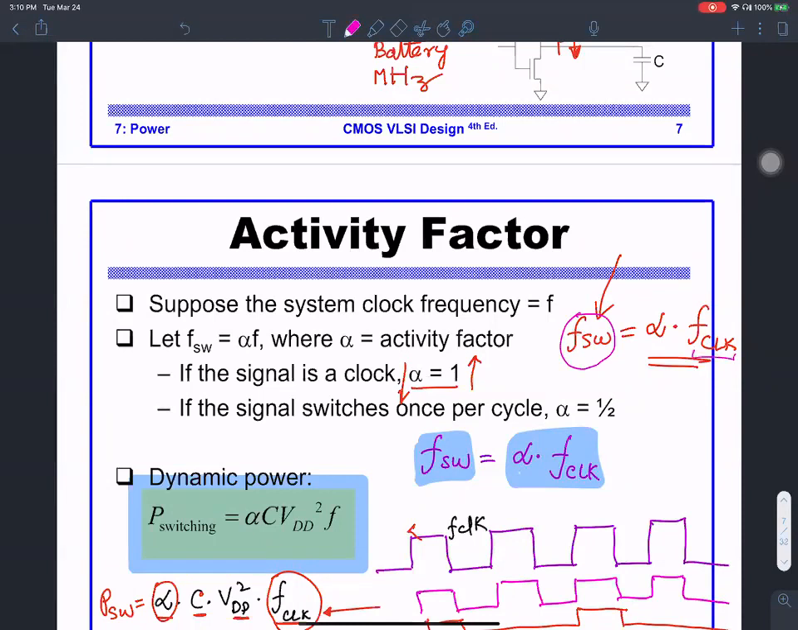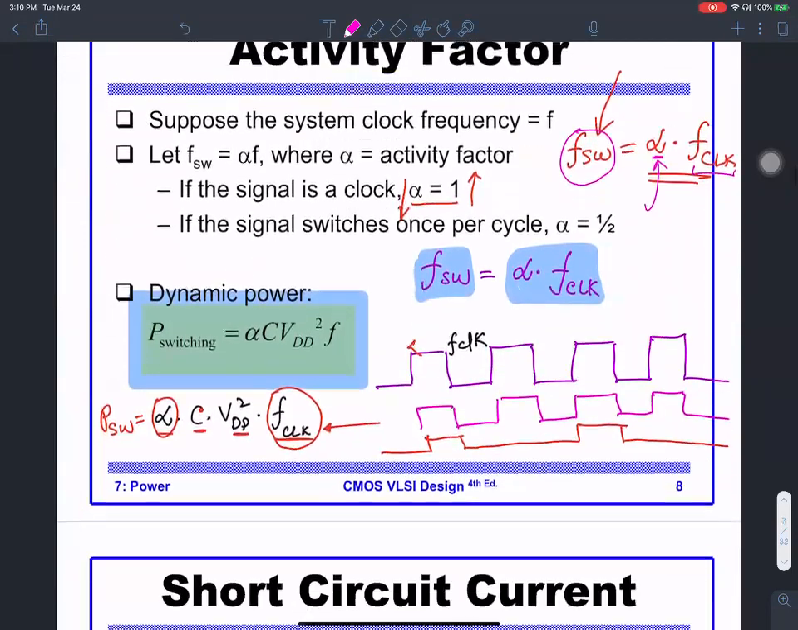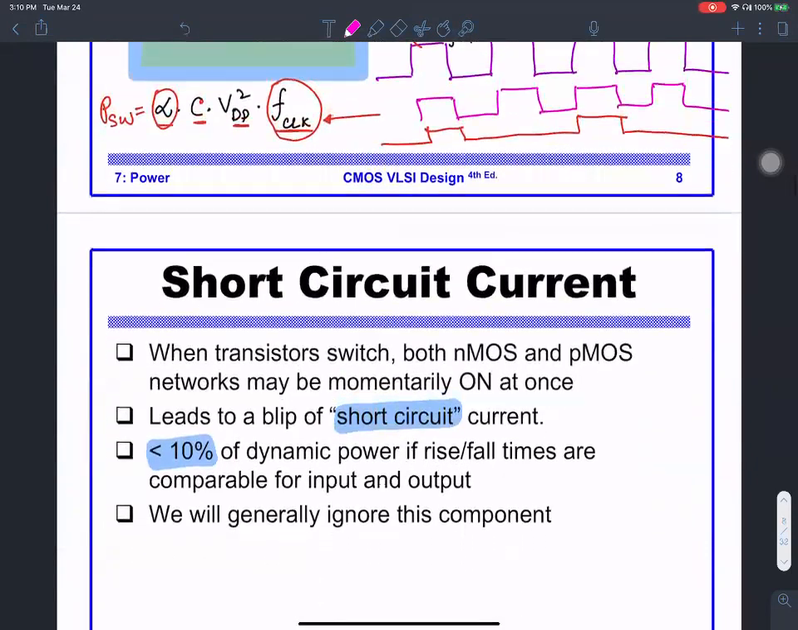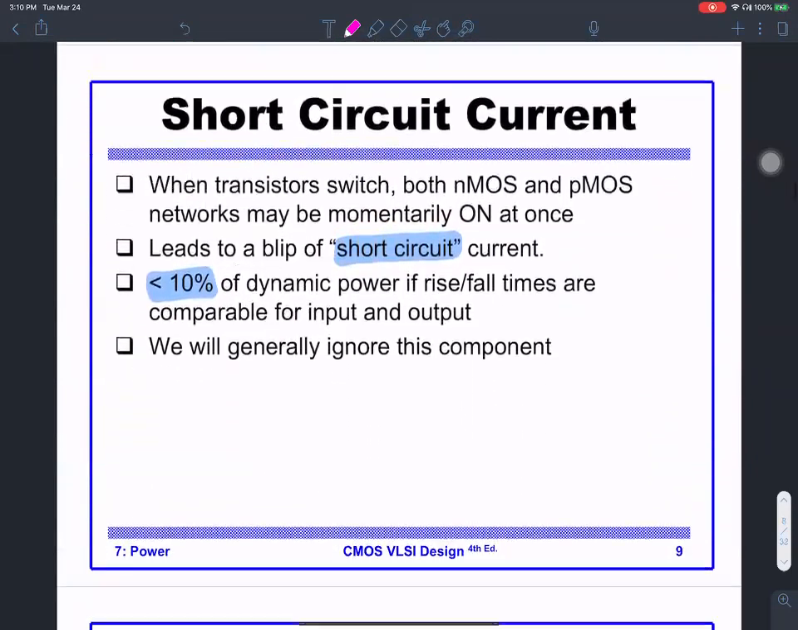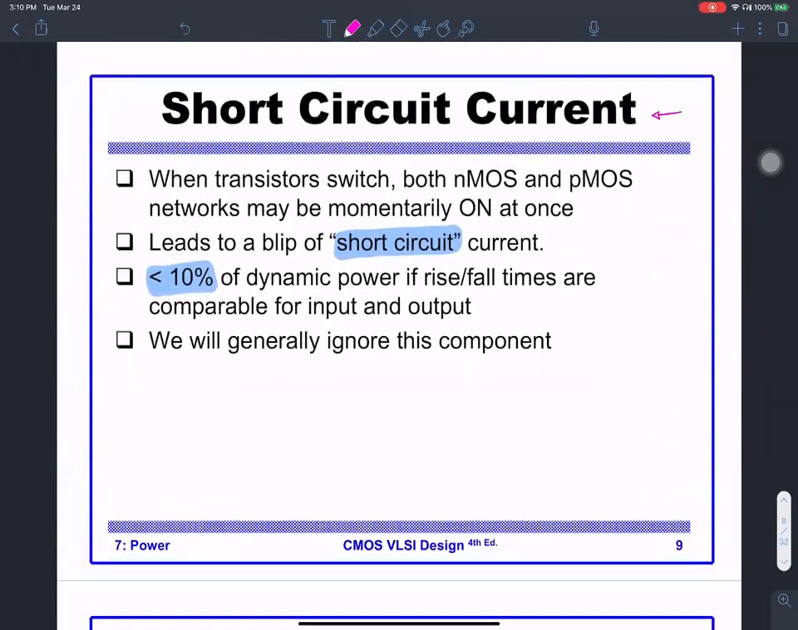F clock, in terms of the activity factor alpha. Okay, I discussed that. In addition to that, I talked about the short circuit current, which is a blip of current in CMOS when both PMOS and NMOS transistors are momentarily on for a very, very short duration of time.